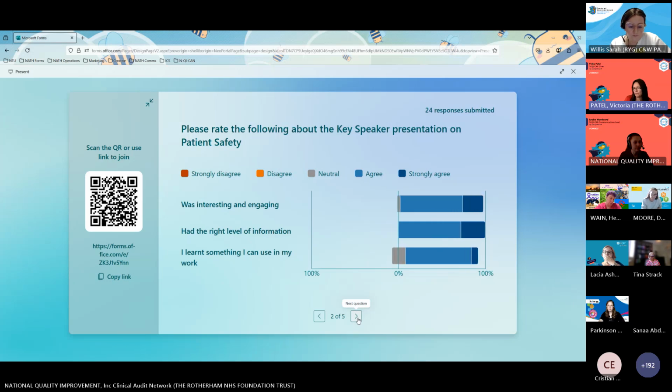So brilliant, this is good, and it looks like we're all learning something that we can use back in our own work, which is absolutely what the event's aimed to do for us. Lovely. Okay, and obviously now our winner of the Clinical Audit Hero Award and sharing the project and the learning for us all. This is good.